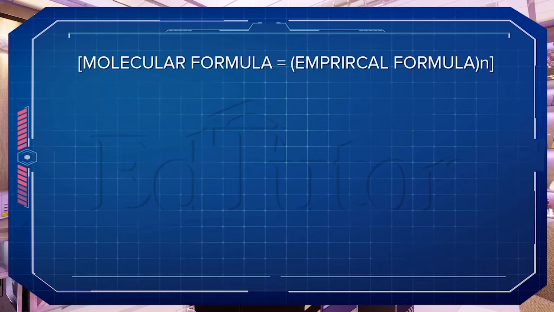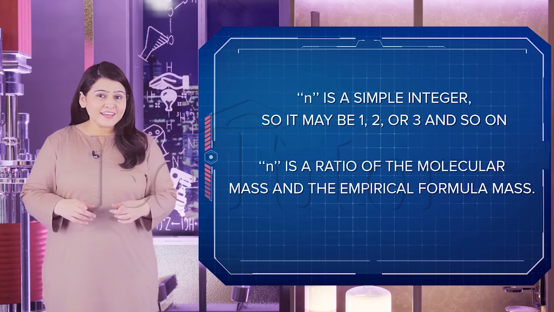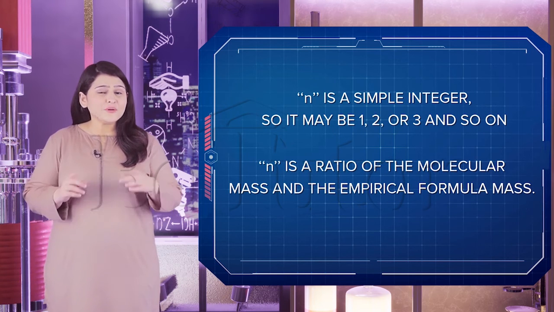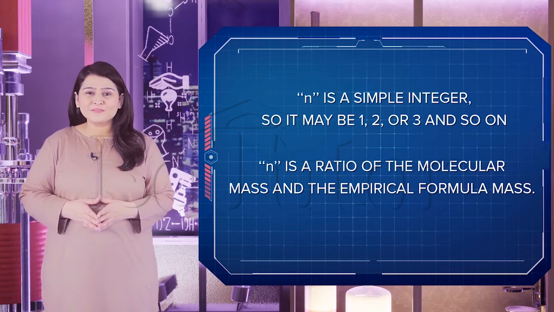Did you know we can easily find the molecular formula of a compound if we know the empirical formula? And for that, we can use the relationship that molecular formula is equal to empirical formula times N. So what is N? It is known as the empirical formula unit per molecule. The value of N can be easily calculated by taking a ratio of molecular mass and empirical formula mass. That means that N is a simple integer. So its value may be 1, 2 or 3 and so on.